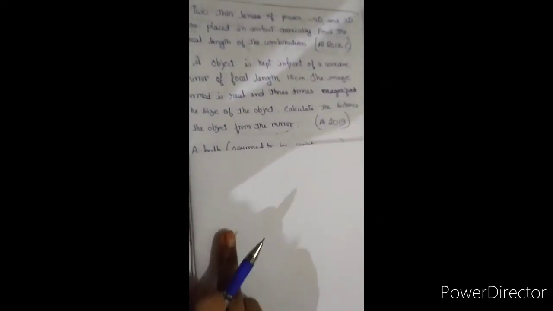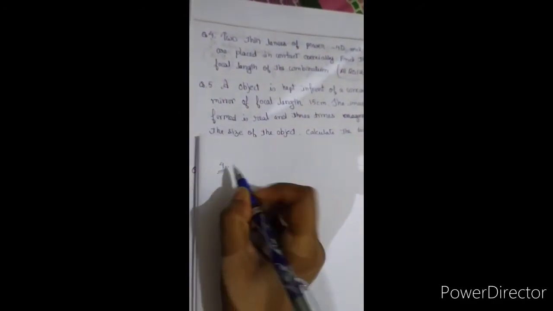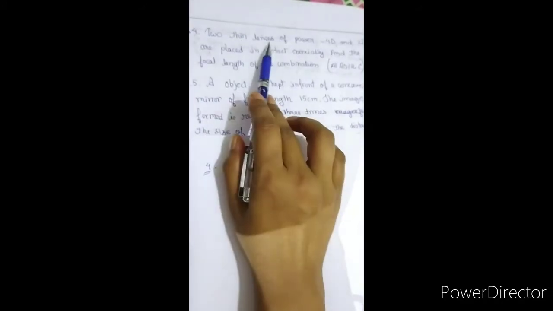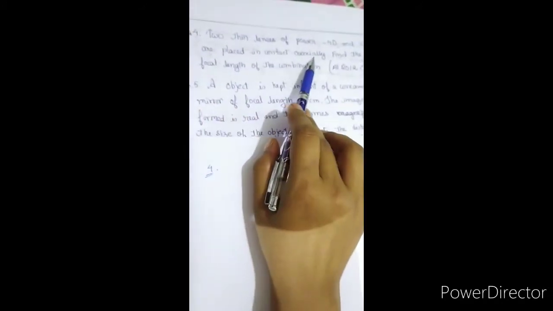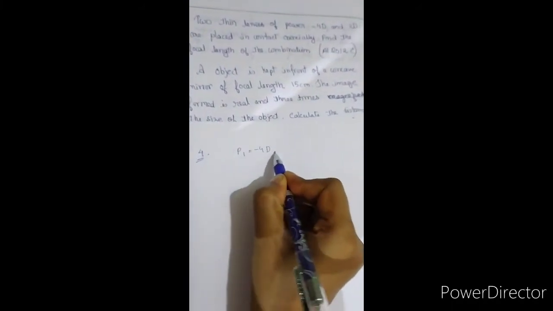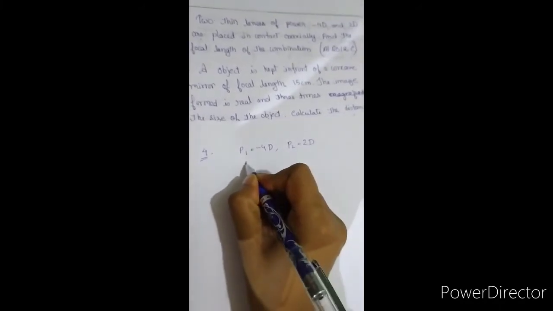So now move to question number 4. I hope I don't have to do question number 4 since it is easy, but I will give the hint. Two thin lenses of power minus 4 and 2 are placed in contact coaxially. Means I can write power P1 equals minus 4D, and power P2 equals twice of D. I hope you can calculate from here.